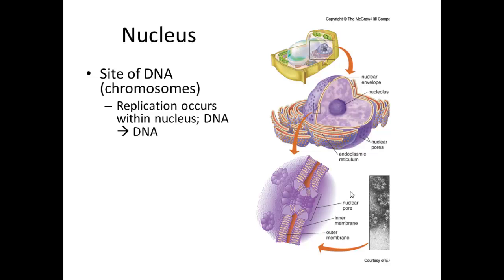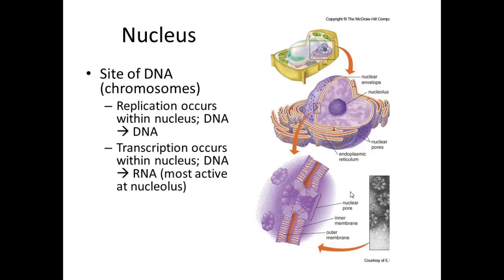So if you want to make two cells, first you have to double the DNA, and that occurs through the process of replication. Transcription also occurs here, where you take a strand of DNA, you unzip it, you make a messenger RNA, and then you transport that messenger RNA out of the nucleus so it can be made into a protein. It exits through the nuclear envelope through what's called nuclear pores.